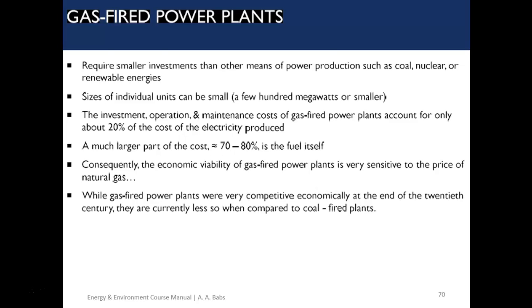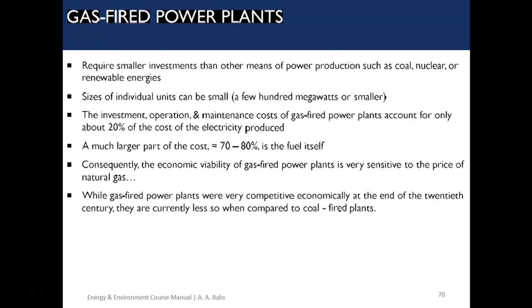Hence, the economic viability of gas-fired power plants is very sensitive to the price of natural gas. Any change in the price of natural gas will affect the economic viability of gas-fired power plants, no matter how little the change is. While gas-fired power plants were very competitive economically at the end of the 20th century, they are currently less so when compared to coal-fired plants.